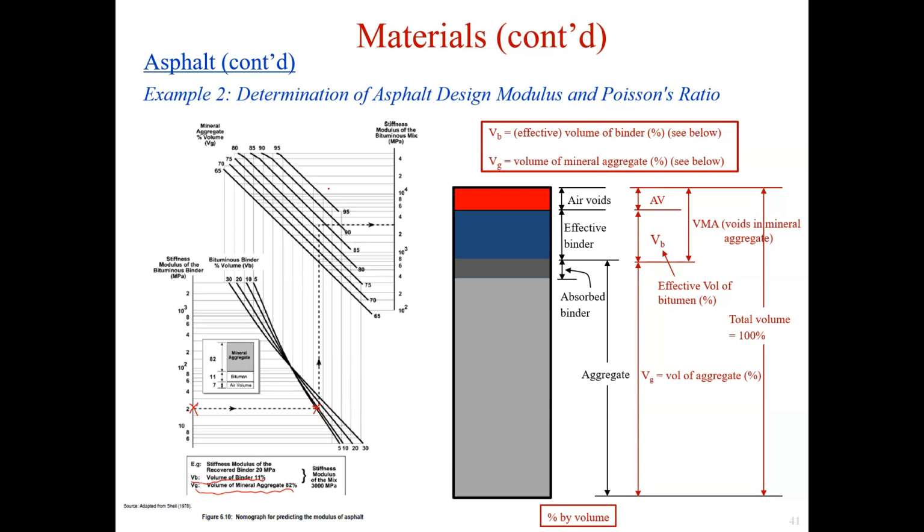Then we just draw a vertical line and intersect with the line with VG of 82%. So 80 is here, 85 here, so 82 is somewhere in between, or roughly in the middle. And then we just draw the final horizontal line to intersect with the vertical axis. If we take the reading, we can find the stiffness modulus of the bituminous mix is roughly 3000 megapascal.